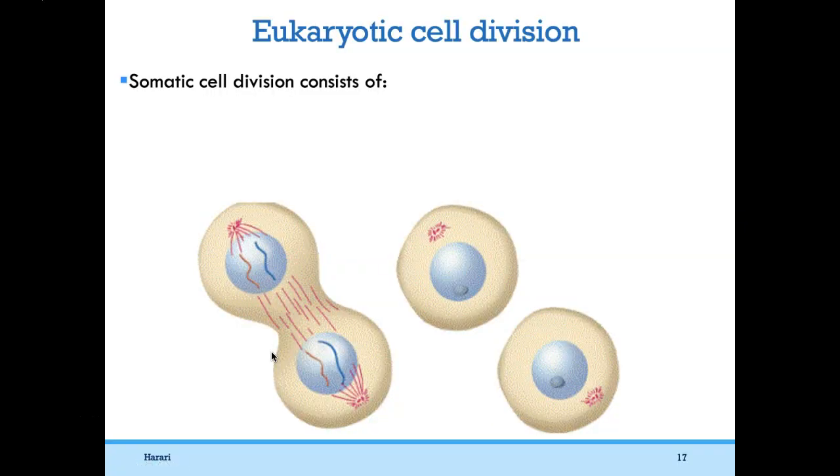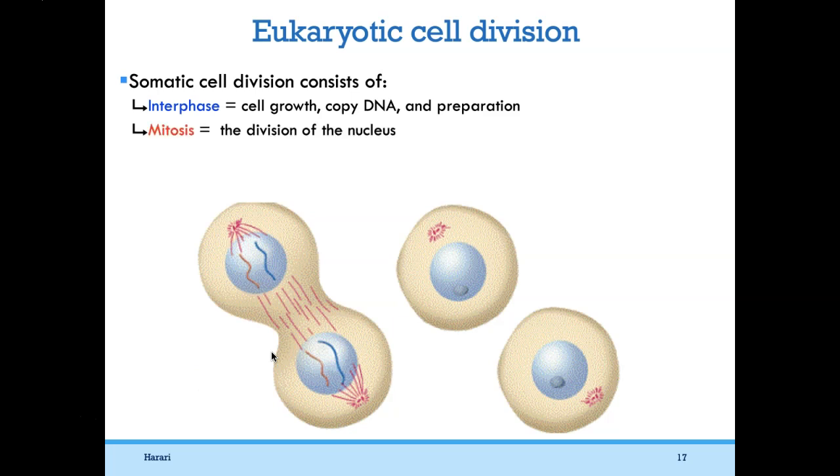So now we're going to dive into the eukaryotic cell cycle. So the cell cycle consists of three parts. Interphase, that's where the cell is going to grow, copy its DNA, and just prep for division. Mitosis is division of the nucleus. Cytokinesis is division of the cytoplasm.